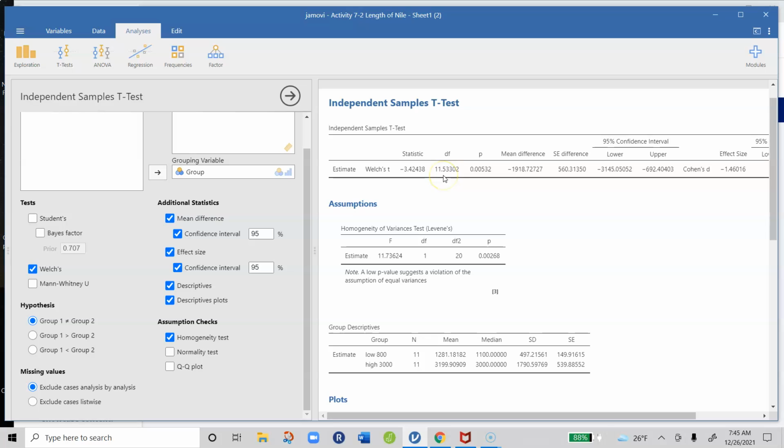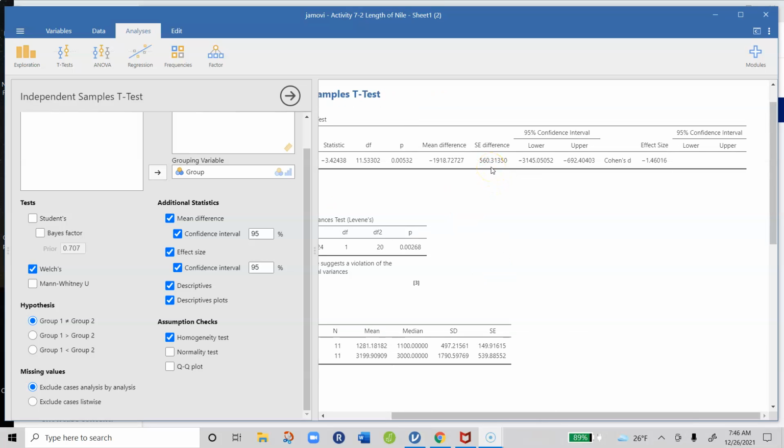You'll notice here that the degrees of freedom are a decimal. We're not going to go over in this video how those are computed. You can look in the book for information about that. But when you report the degrees of freedom with the Welch's t, they're usually going to be a decimal. Next, we have the standard error of the mean difference, followed by the 95% confidence interval around the mean difference. So we can be 95% sure that the true difference between the means in the population is somewhere between negative 3,145 and negative 692. We're 95% sure that the true value in raw score units is there.